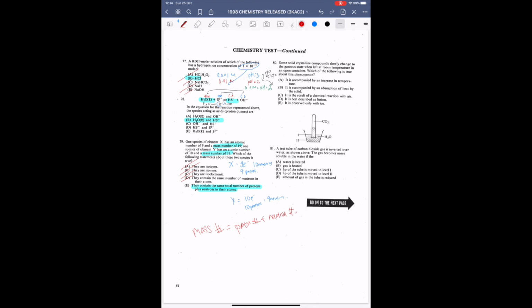80. Some solid crystalline compounds slowly change to the gaseous state when left at room temperature in an open container. So we know that it's talking about sublimation, where solid changes to gas. Which of the following is true about this phenomenon?